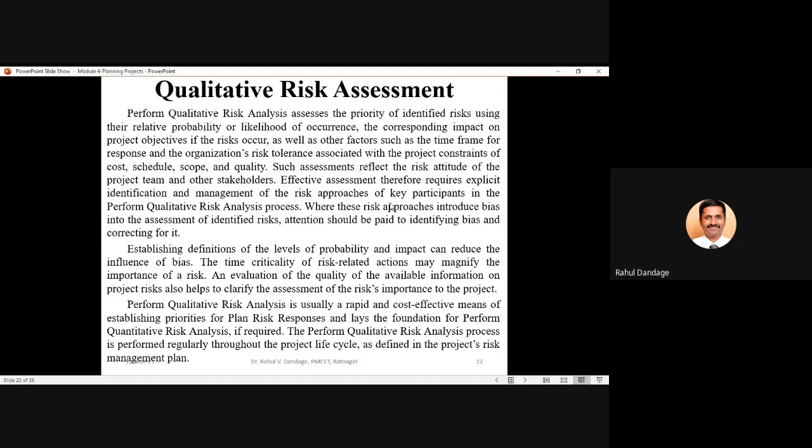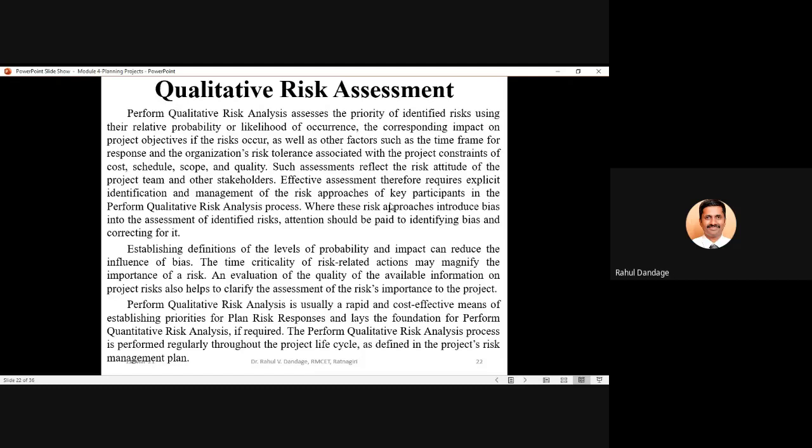The time criticality of risk related actions may magnify the importance of a risk. So time is very precious, time is very critical. Whatever risk related actions you are taking into account, if the time is not critically handled, it may magnify the importance of that particular risk. An evaluation of the quality of the available information on project risk also helps to clarify the assessment of risk importance to your project.